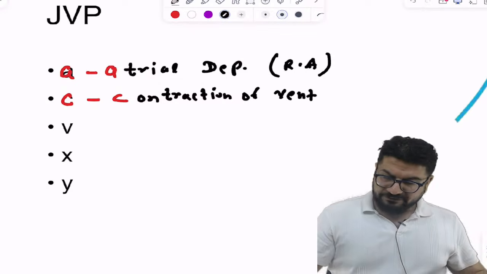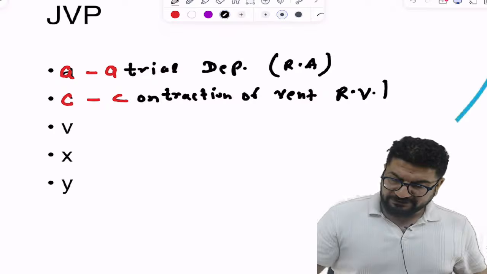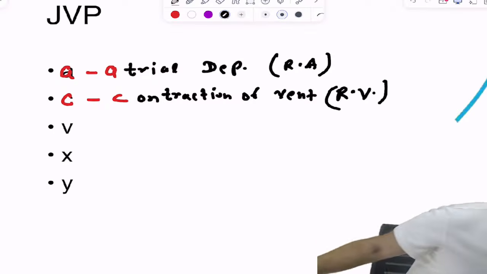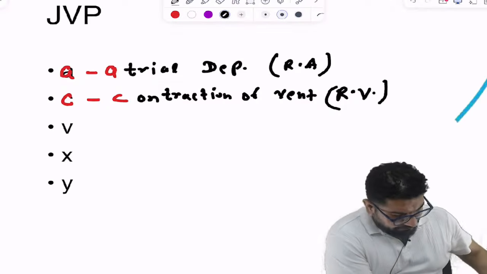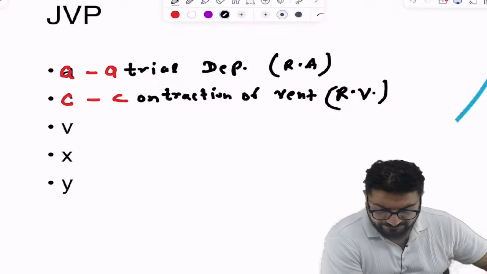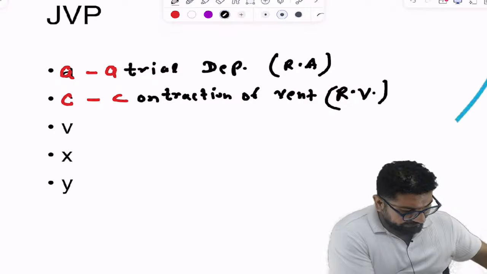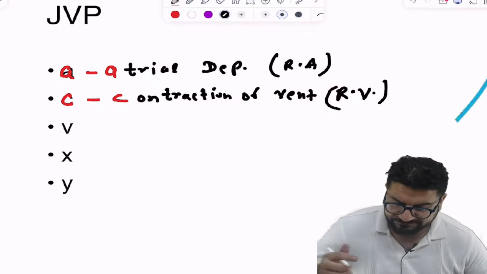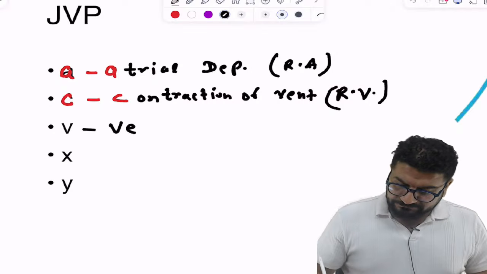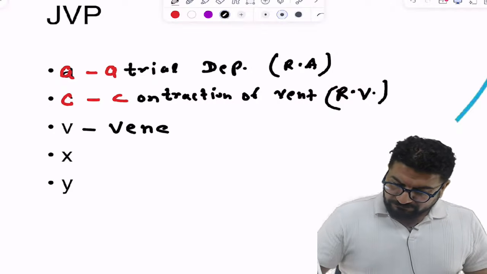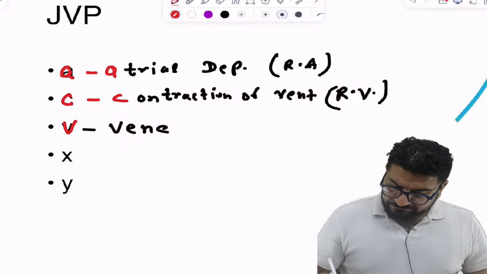Contraction of ventricle means which ventricles? It will be your right ventricle. Contraction of ventricles, that means it will be due to contraction of right ventricle. Now coming to V wave. When can you get V wave? V wave is because of vena cava filling. So V is because of vena cava filling.